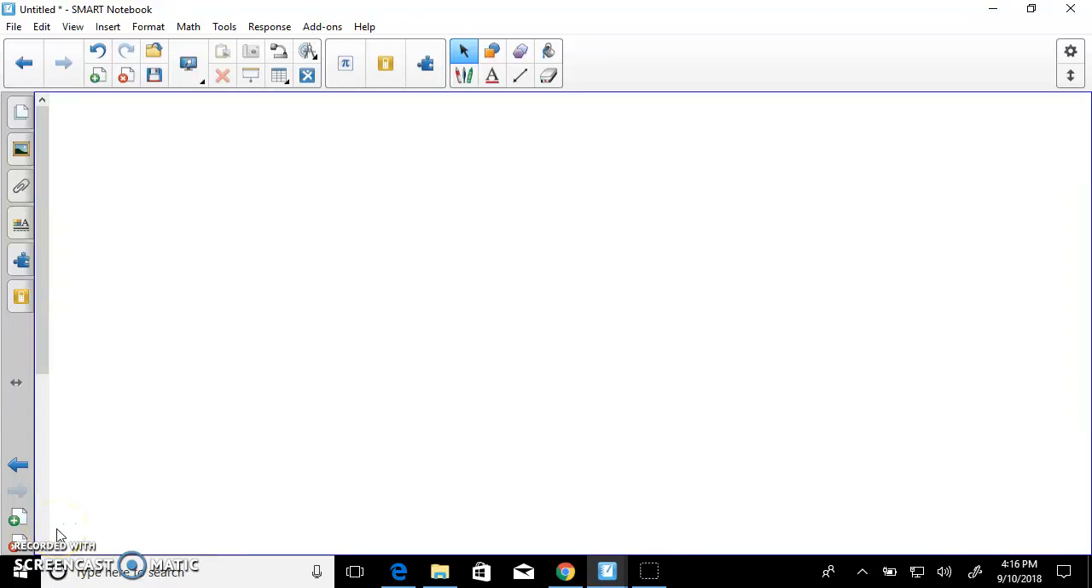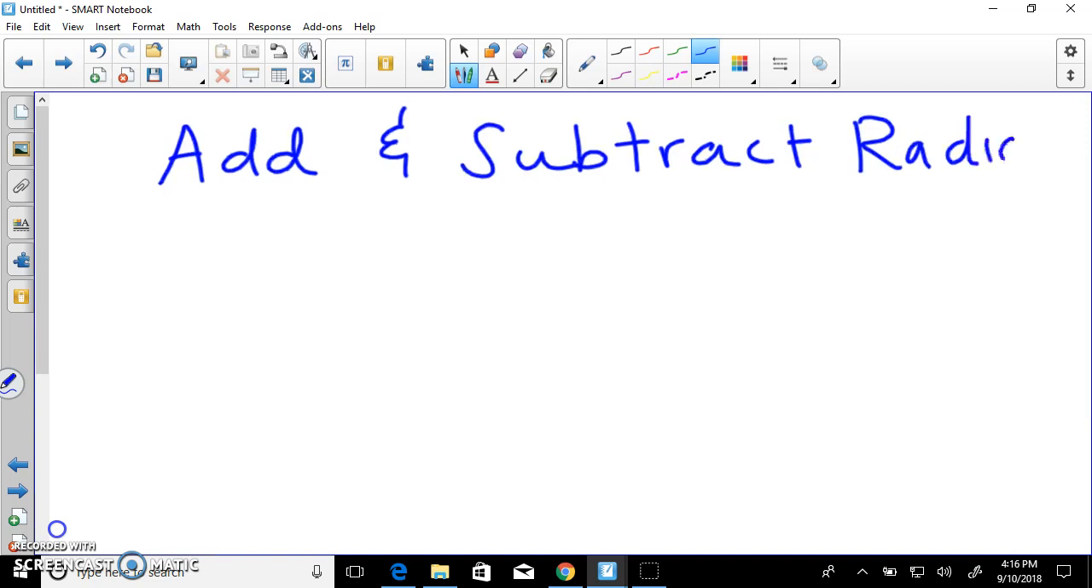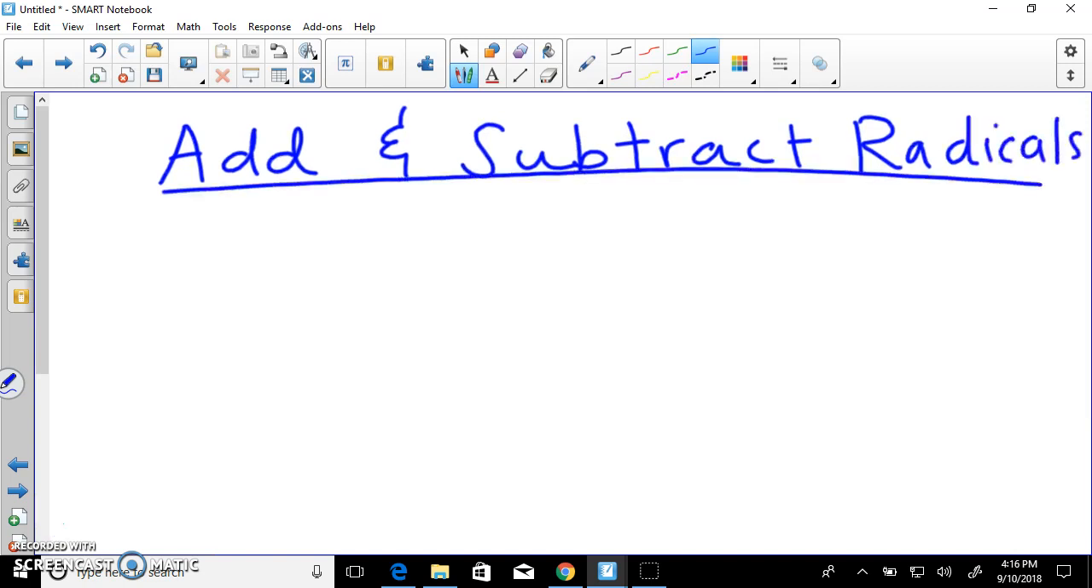All right, in class today we were talking about multiplying radicals. Tonight we're going to talk about adding and subtracting radicals. So we're going to be able to add and subtract radicals. Okay, add and subtract radicals. So make sure that you are following along in your notes while I type on the screen.